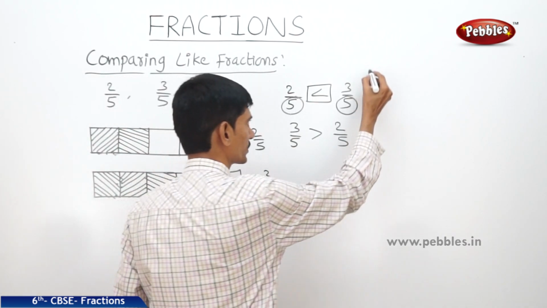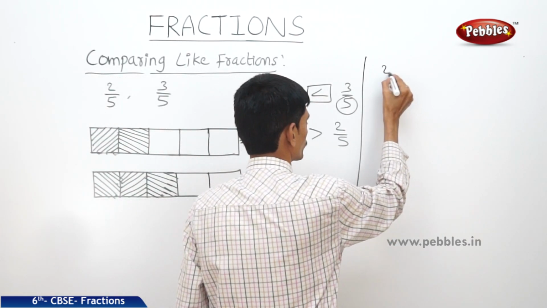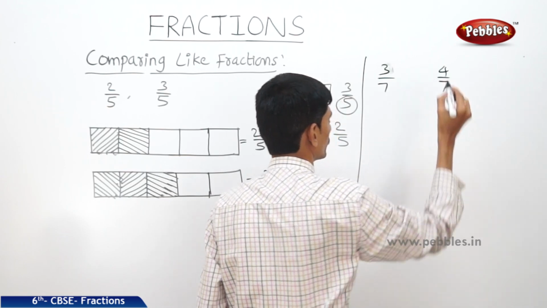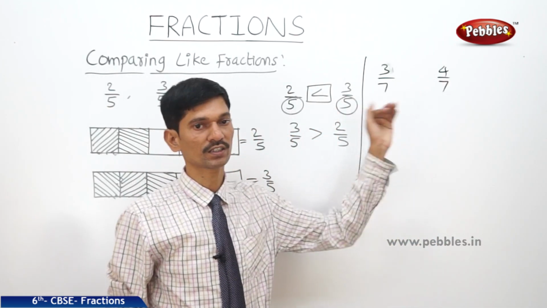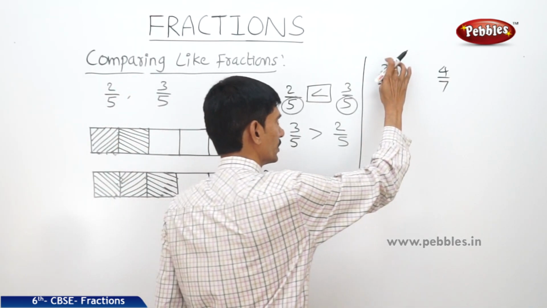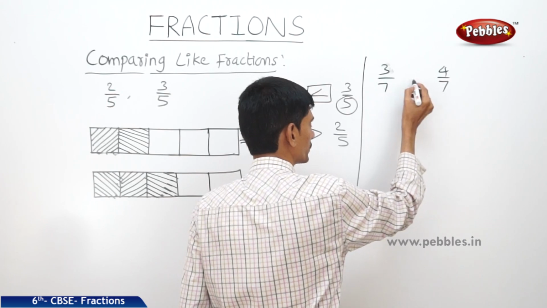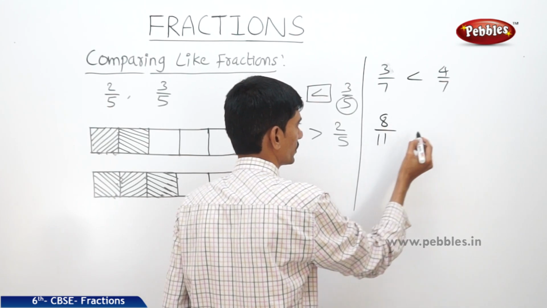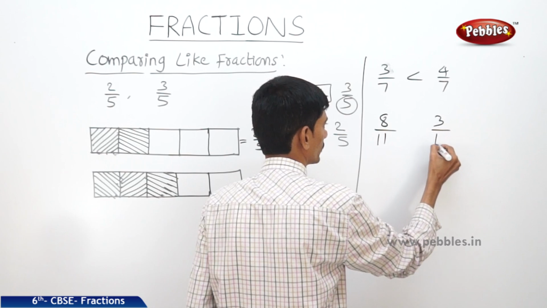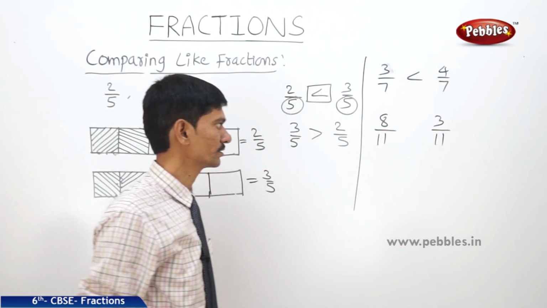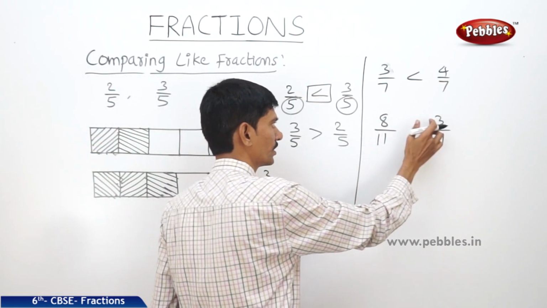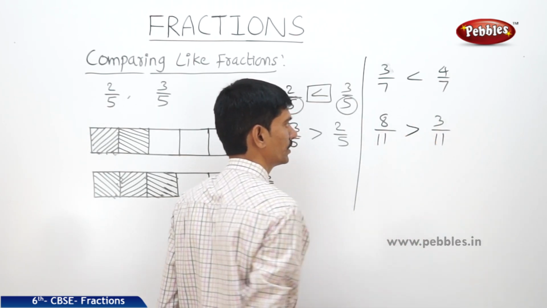So let us compare other like fractions. So 3 by 7 and 4 by 7. So these are also like fractions because their denominators are equal. So we can compare the numerators. 3 is less than 4, so we can write 3 by 7 is less than 4 by 7. And let us take another example, 8 by 11 and 3 by 11. So here also the 2 fractions are like fractions because their denominators are equal. Now we can compare the numerators. So here, as we know that 8 is greater than 3, then 8 by 11 is greater than 3 by 11.